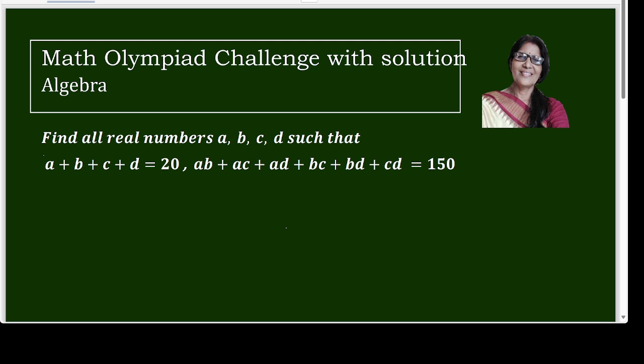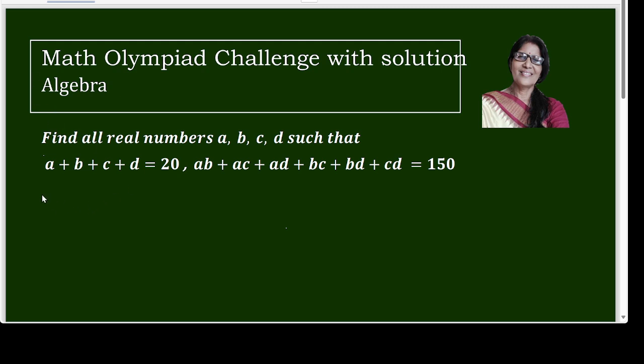Today a question, a very basic question from Algebra. Find all real numbers a, b, c, d such that the sum of a, b, c, d equals 20 and ab plus ac plus ad plus bc plus bd plus cd equals 150. We have to find what is the value of a, b, c, d.